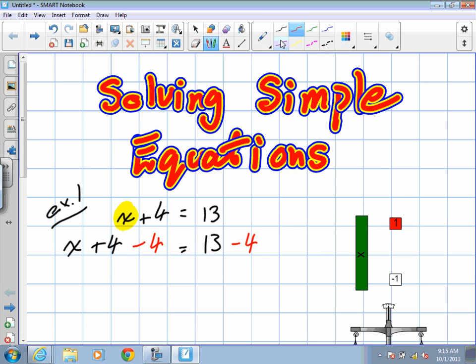Now, the reason we've done this is to eliminate our number. Positive 4 and negative 4, what do they actually equal? 0. So really, we have x plus or minus, it doesn't really matter, the value of 0, which is now equal to, and what would 13 minus 4 be? 9. Now this 0, did I need to include that? No. So now we have x is equal to a value of 9.